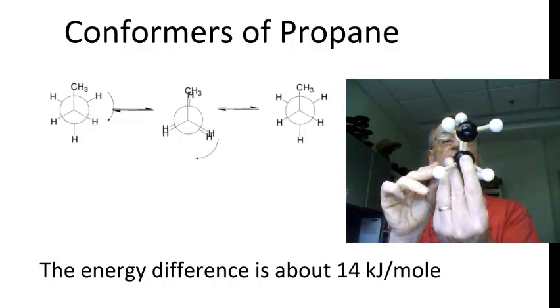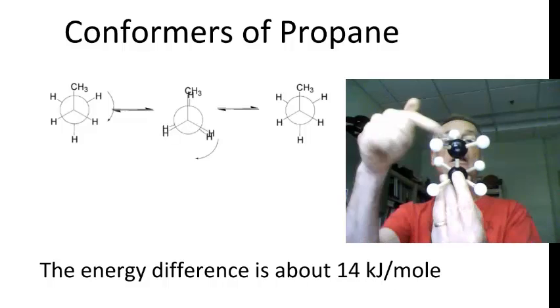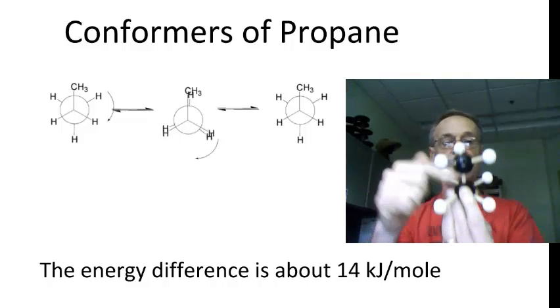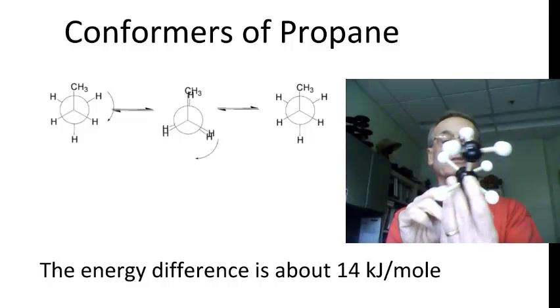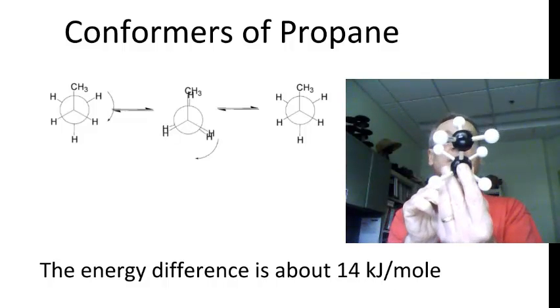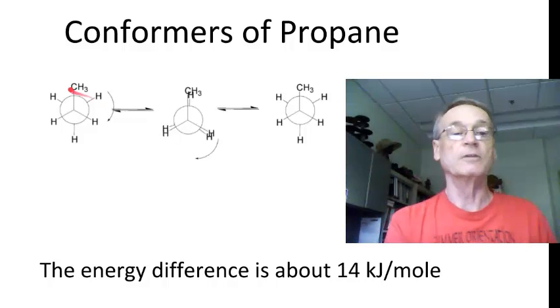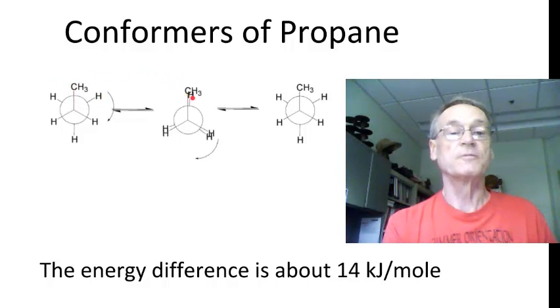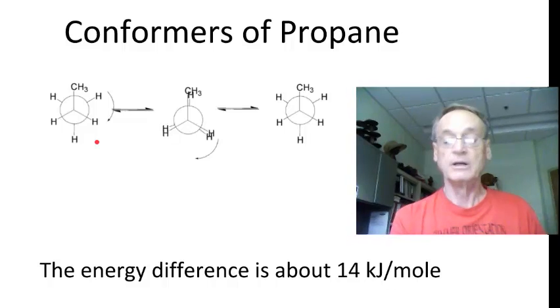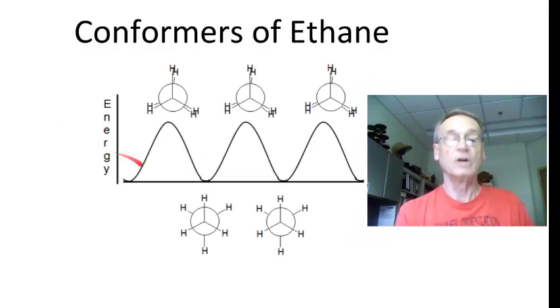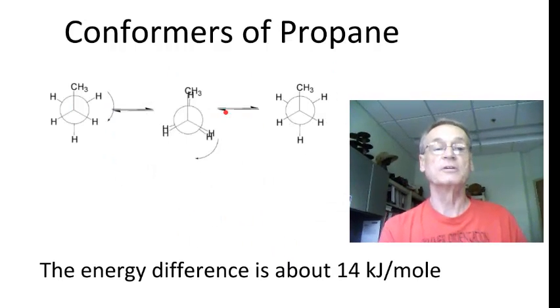So again, we have staggered and eclipsed on this bond. Likewise, of course, we have staggered and eclipsed on this bond, and one is not necessarily related to the other. But basically, we go from a staggered form to an eclipsed form, and as we go past that, back to another staggered form. And notice that this staggered form is exactly the same as this staggered form, just as in ethane, all the staggered forms are the same as each other, and all the eclipsed forms are the same as each other.